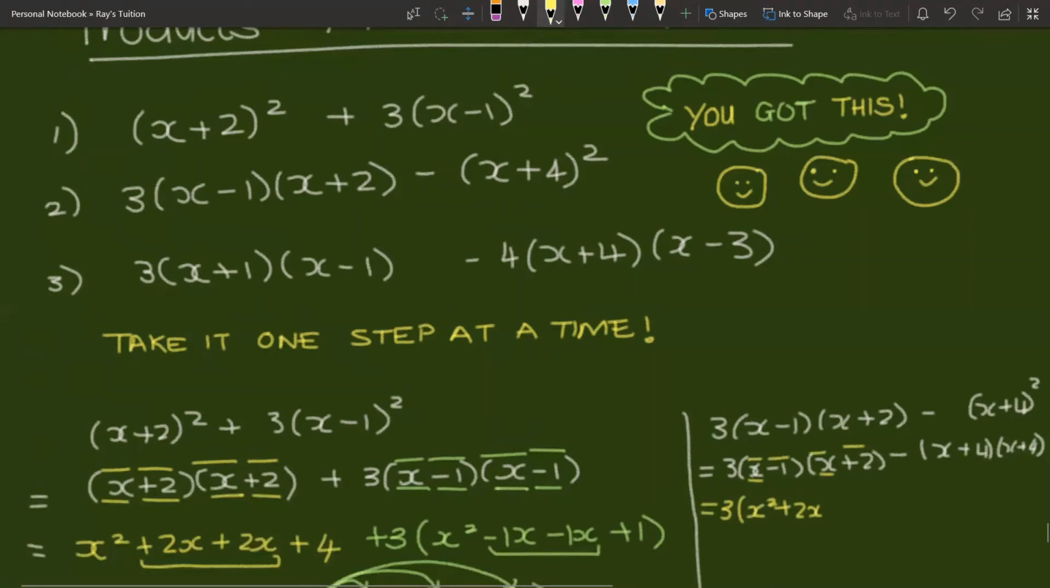Minus 1 times x is minus x. And finally, minus 1 times 2 is plus 2. Keep that minus out, so we still leave it. It's like having almost an imaginary one, so don't leave it out.